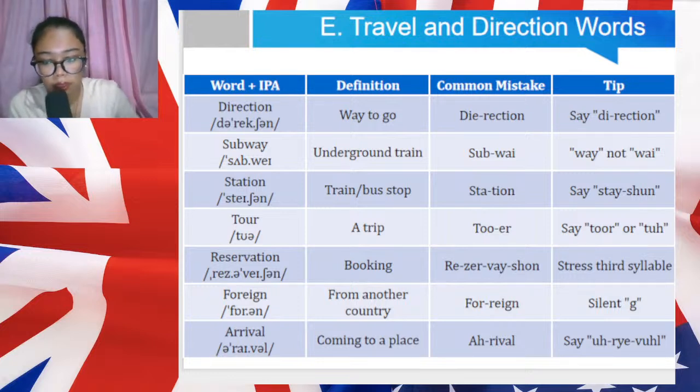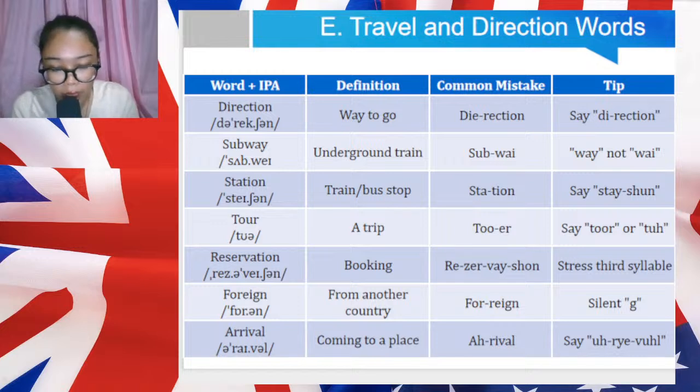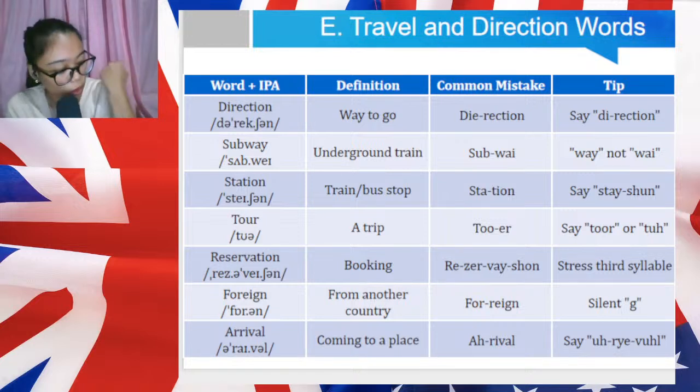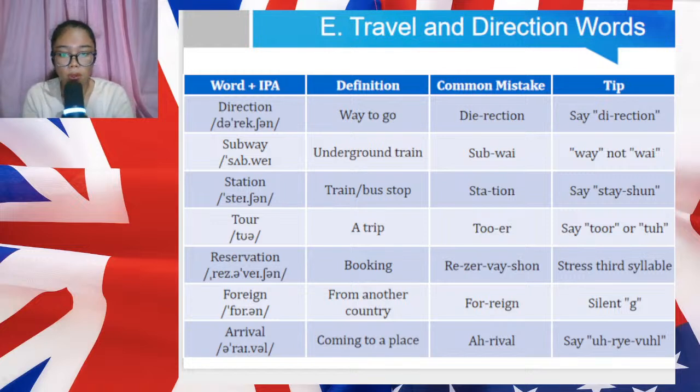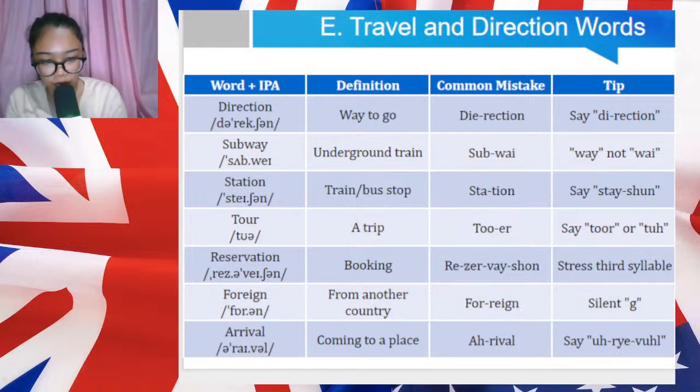Next we have foreign. Again, foreign, which is from another country. That's the definition. Now the first syllable here is very easy. For is pronounced with a vowel sound like the O in hot. It is not for but for. So the second syllable here is ain.